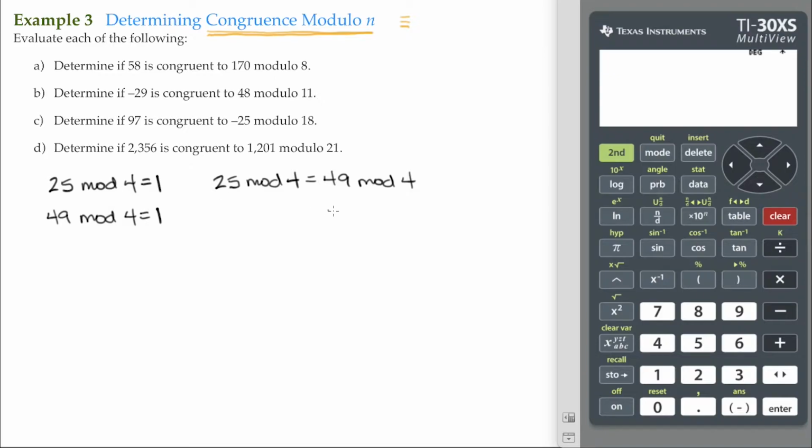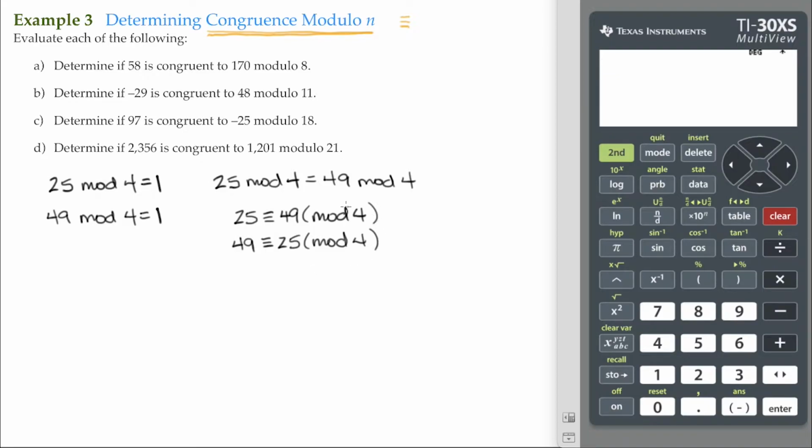So we have a shorthand way of being able to express this. And the shorthand way is we can write it as 25 is congruent to 49 mod 4. And here is that three-line equal sign. That means congruent. This can also be written as 49 is congruent to 25 mod 4. Either way is fine.